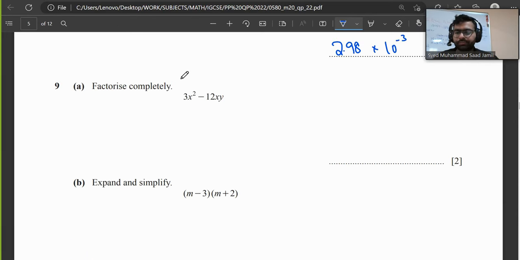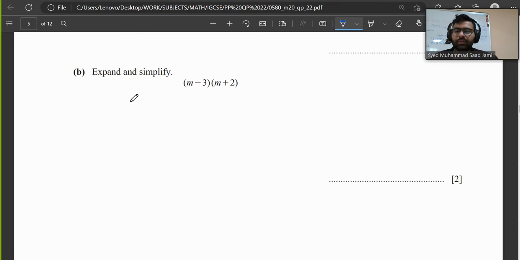Next question, factorize completely. If you look at it, the number which is common in both is 3, and the variable which is common is x. So this turns out to be x minus 4y, and that's it. You have factorized.